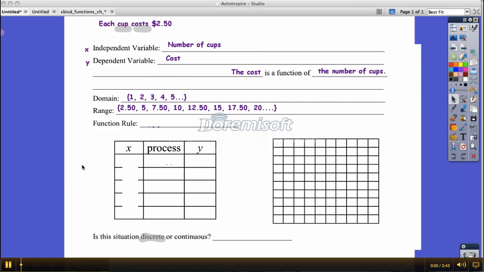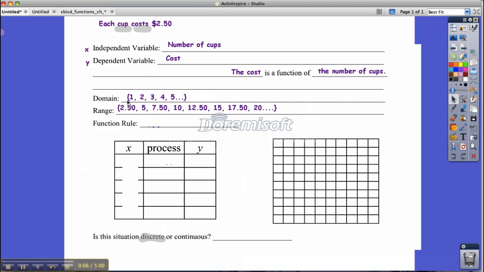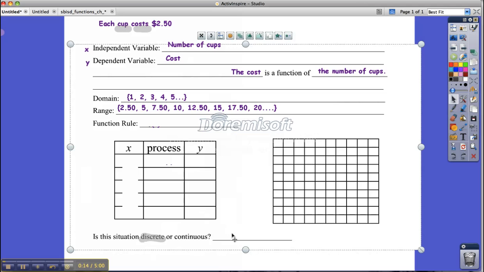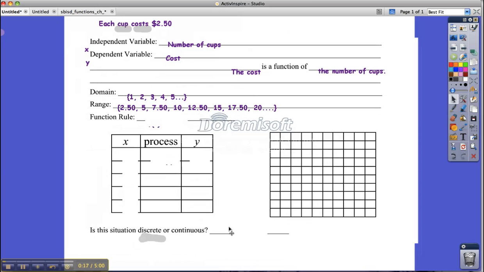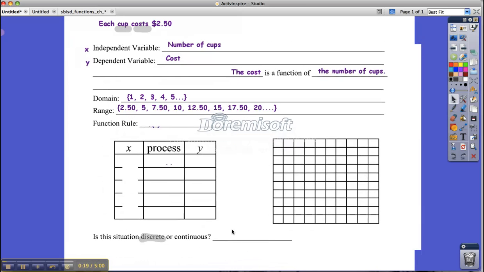Okay, so let's make this part quicker because I know that y'all are ready to go. So we determined our domain was the number of cups, and those are whole numbers. That means that this is a discrete situation since we only have whole numbers as our variables. Our function rule then we need to talk about.